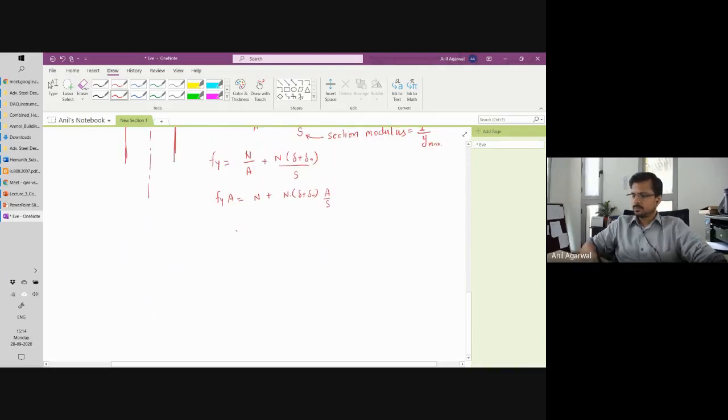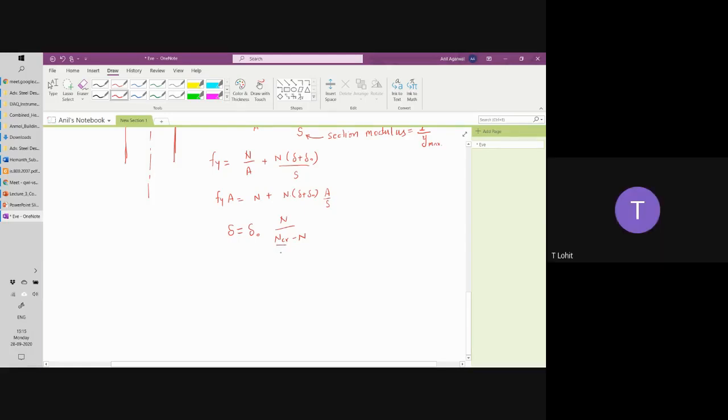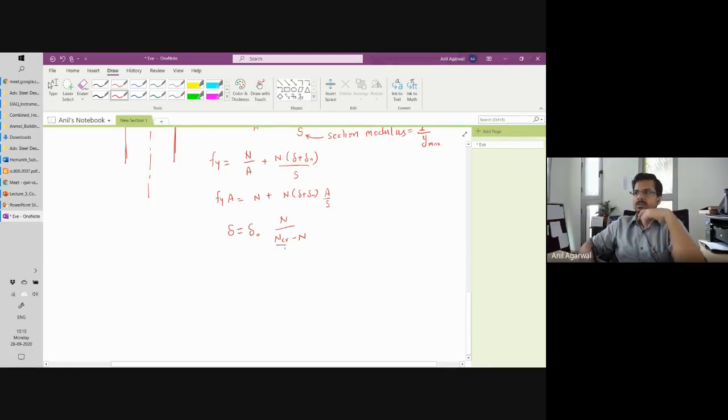All right. Now we had just derived delta by delta naught equal to n divided by n critical minus n. What was n critical here? It was pi squared EI by L squared. That is basically the capacity of a column if it were perfectly straight.